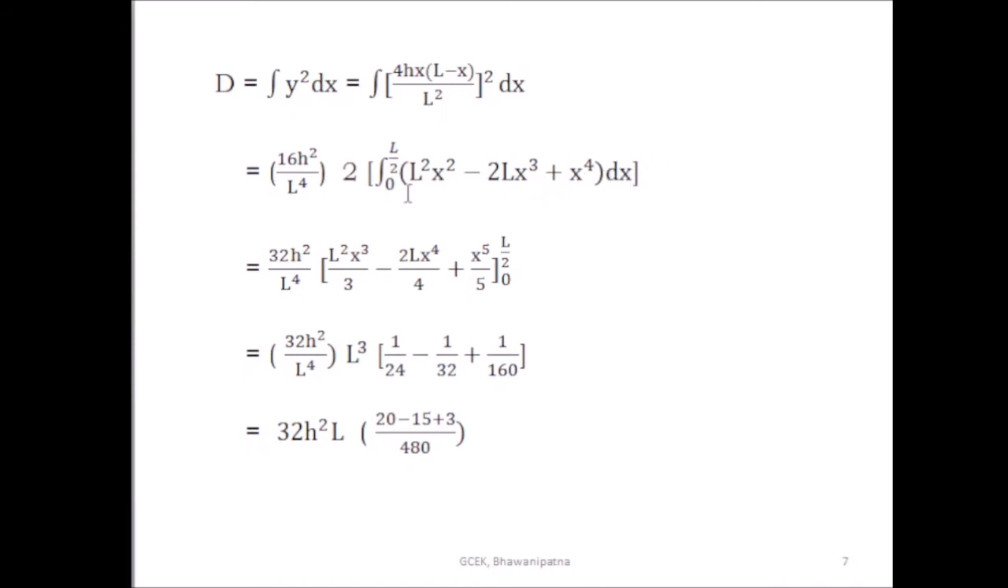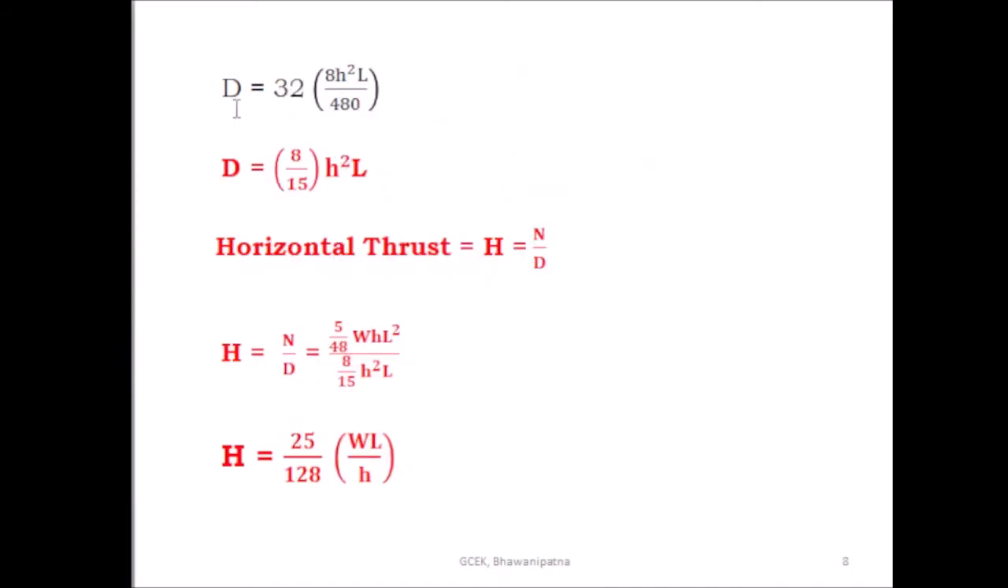Then after taking the integration of this term, you get 32h square by L⁴ times L square x cube by 3 minus 2L x fourth by 4 plus x⁵ by 5, and the integration limit is 0 to L by 2. Then after putting in the limits, finally the expression is 32h square L times (20 minus 15 plus 3) by 480. Then after simplifying, finally you get the denominator is equal to 8 by 15 h square L.